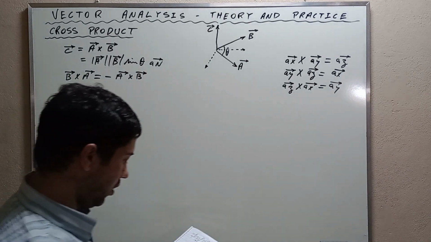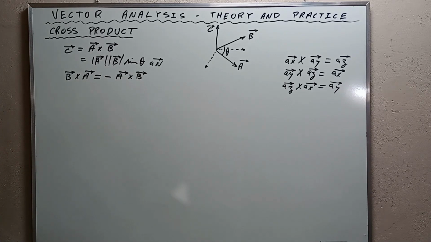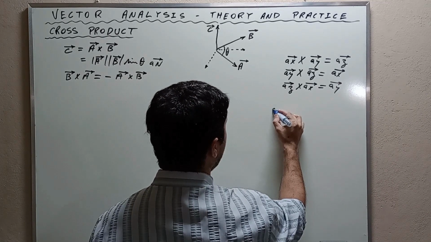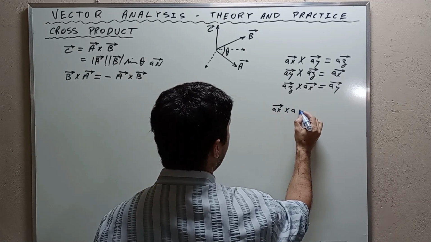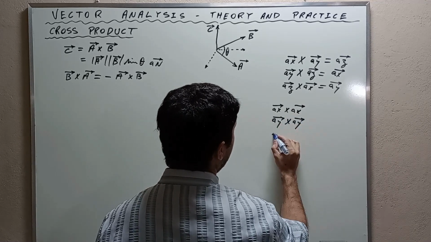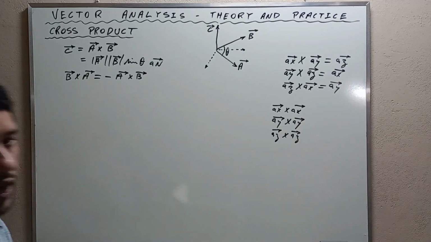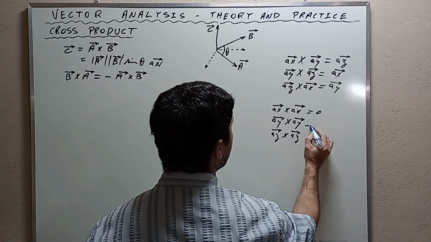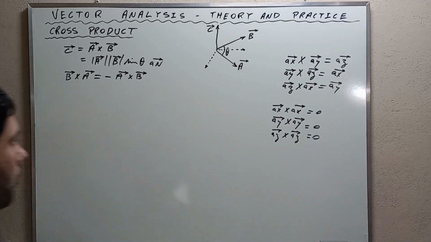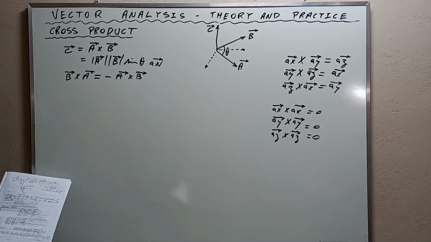And for unit vectors lying in the same line, such as AX with AX, AY with AY, and AZ with AZ, the sine of the angle is 0. The sine of 0 is 0. Then they are all equal to 0, okay?